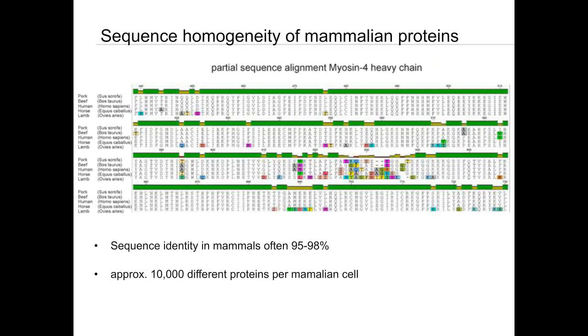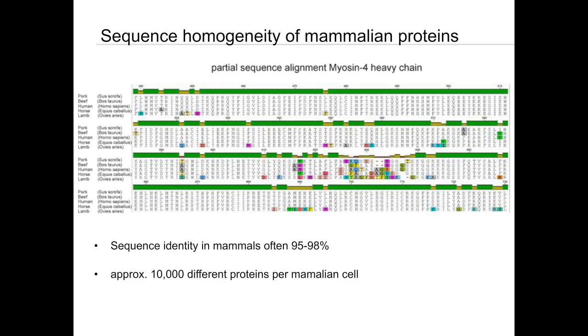On this slide, you can see the sequence homogeneity of mammalian proteins. It's exemplified by myosin 4. It's an abundant muscle protein, and the partial sequence alignment between 5 different species: pork, beef, human, horse, and lamb, as you can see here on the left side. And it's only a partial stretch of the complete protein. The complete protein has something around 1,700 amino acids. And all the rest, which I've not displayed here, is completely identical.